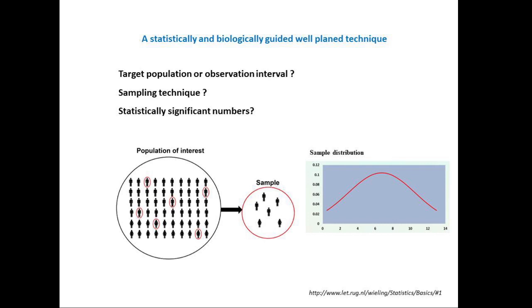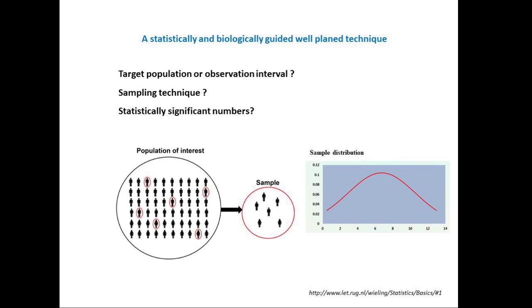A statistically and biologically guided, well-planned technique. So while doing a sampling, it should follow a statistical method, a sound statistical reasoning behind it, and a biological relevance. So whether a sampling would solve a certain problem which is biologically relevant or not. First we need to identify the target population. That means which population we should study.